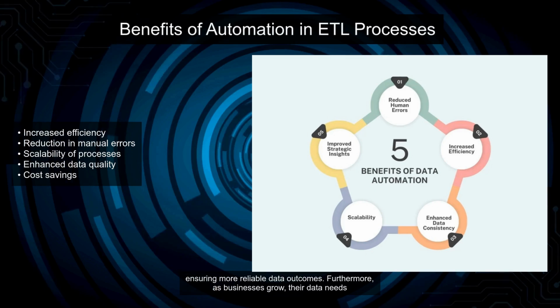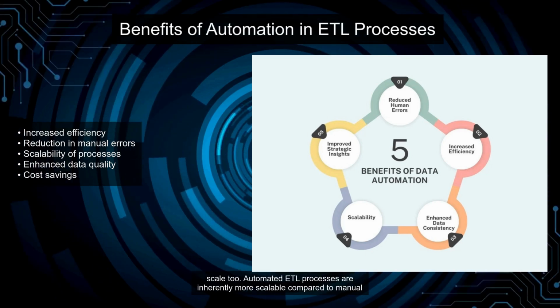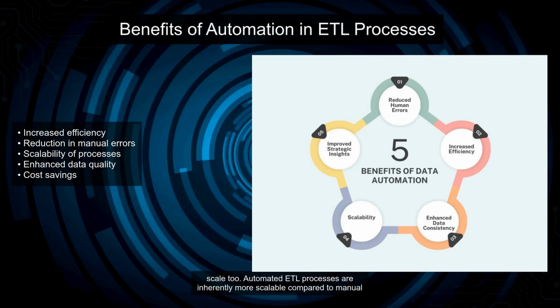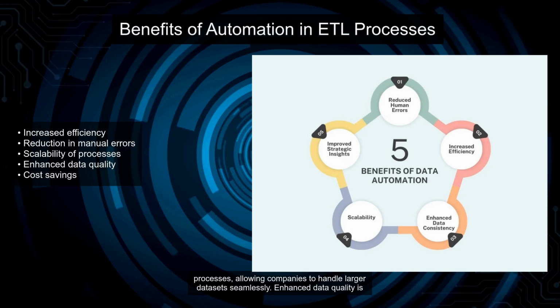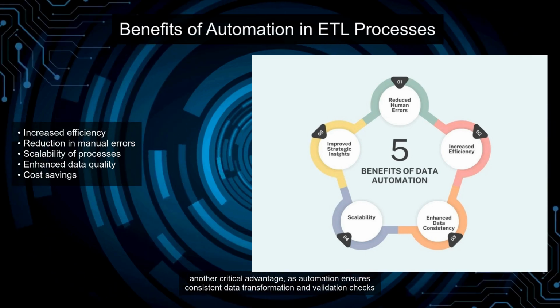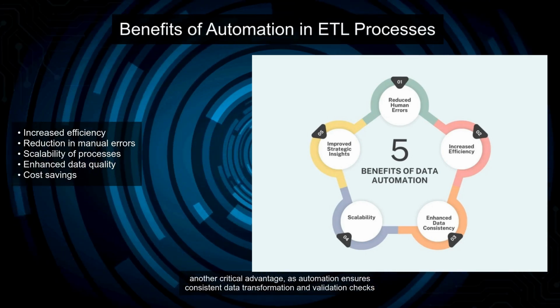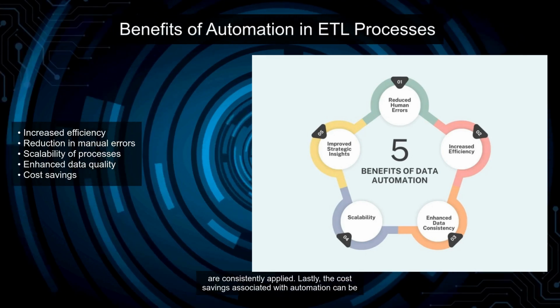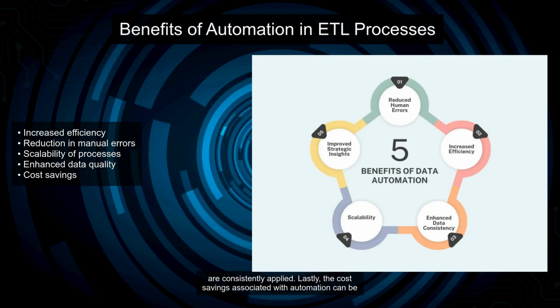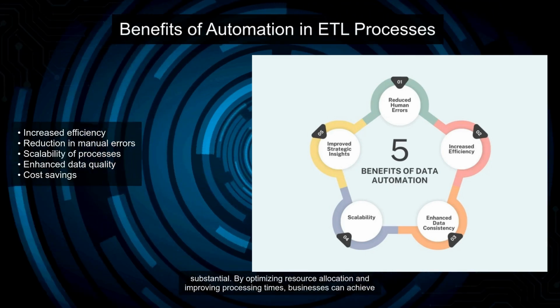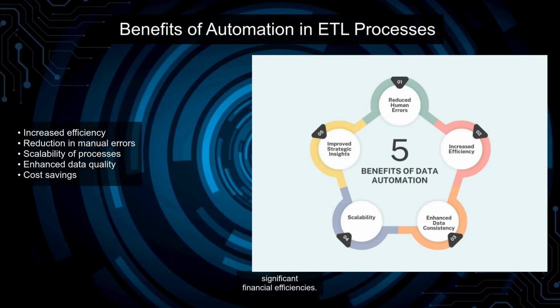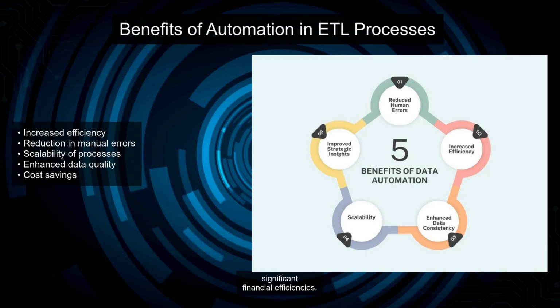Furthermore, as businesses grow, their data needs scale too. Automated ETL processes are inherently more scalable compared to manual processes, allowing companies to handle larger datasets seamlessly. Enhanced data quality is another critical advantage, as automation ensures consistent data transformation and validation checks are consistently applied. Lastly, the cost savings associated with automation can be substantial. By optimizing resource allocation and improving processing times, businesses can achieve significant financial efficiencies.